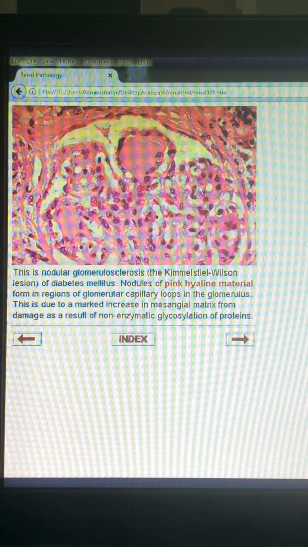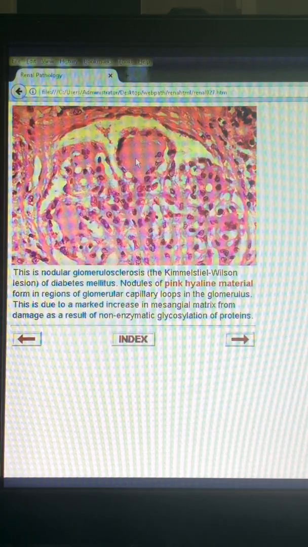Characteristic features in diabetic patients are these pink-like hyaline material that you can see inside the glomeruli. These are called nodular glomerulosclerosis. Nodular glomerulosclerosis. This is characteristic for patients with diabetic nephropathy.